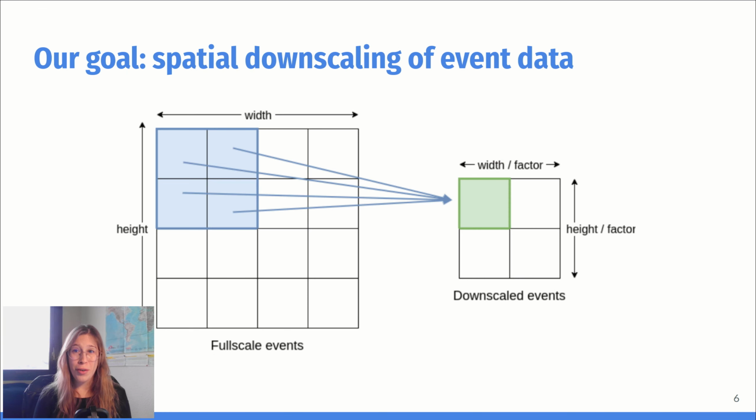In this paper, our goal was to formalize different methods for spatial downscaling of event data. What do we mean by that? We want to model how the events produced by the pixels in an X by X region, here in this example a blue region of 2 by 2 pixels, would be represented by the events produced by a similar pixel representing this region in the downscaled sensor.